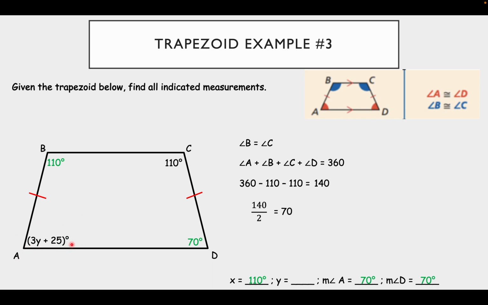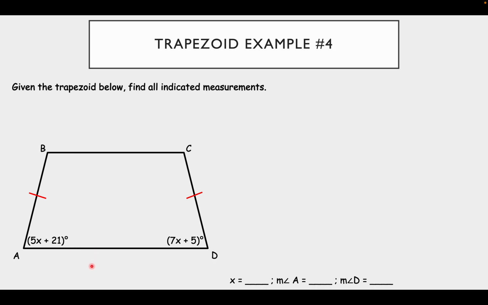Now that I know a number that this expression is equal to, I could set up an equation. Angle A equals 70. Our expression for angle A was 3y plus 27. We set it equal to 70, and now we can solve. Subtract 25 on both sides, divide by 3, and we would get y equals 15. So sometimes we need to find the angle measure before we can come up with an equation to solve. If we tried to solve this on our own without that information, we wouldn't be able to.